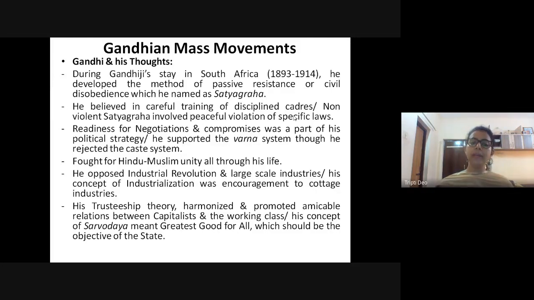But South Africa mein bhi racism aur kafi kuch wahan bhi movements chal rahi thi aur wahan Gandhi was very active. He was a lawyer by profession and he was very, very active. So he actually developed these methods of passive resistance, civil disobedience, which he named as Satyagraha, back then in South Africa only. He believed in careful training of disciplined cadres. Non-violent Satyagraha involved peaceful violation of specific laws, readiness of negotiation.